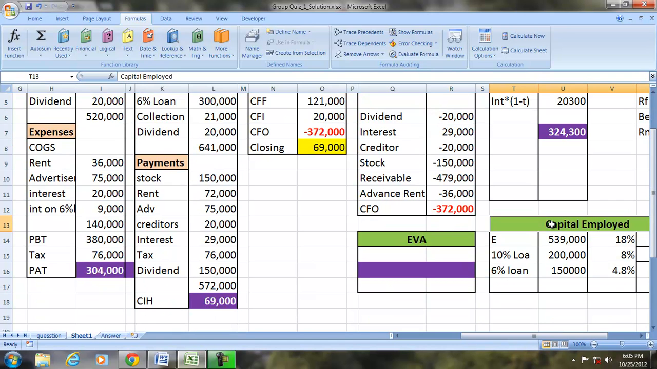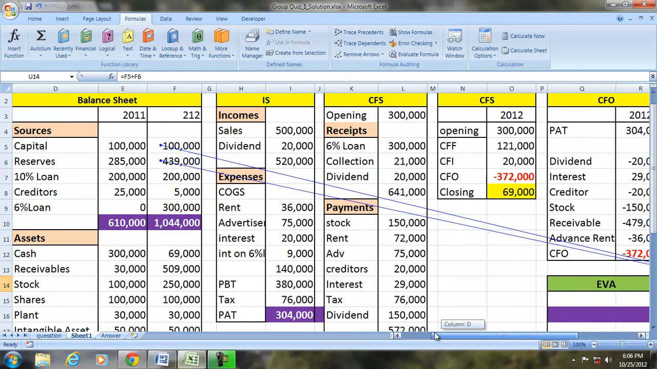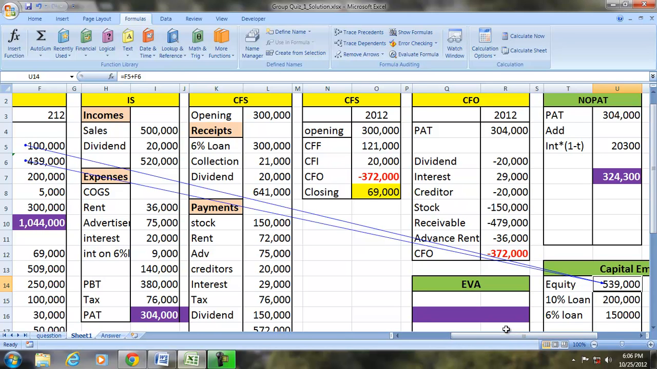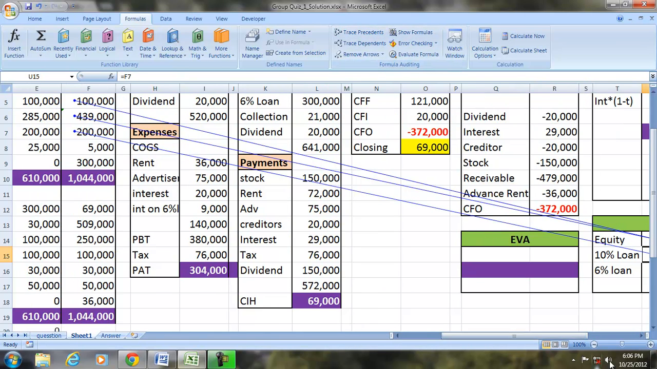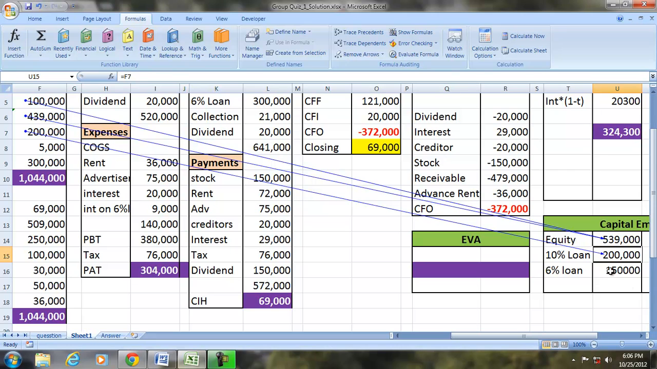Then we can find the capital employed. Capital employed is the equity plus the debt, the interest-bearing liabilities, that is, equity plus long-term loans and short-term loans respectively. We have taken the closing balance, so the equity is 539,000, the loan is 200,000, and for the 6% loan we have taken only half of it, because the loan was taken in the middle of the year, so it has been used for half of the year only.